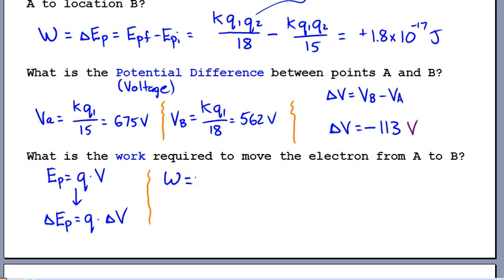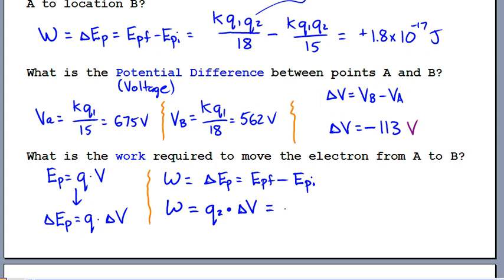You can, right? You could say the work is just going to be change in EP. It's going to be EPF, we did this at the top of the page, minus EPI. Yeah, you can do that. You'll get your 1.8 times 10 to the negative 17 joules. But instead of doing that, you could say, oh, the work is Q2, thanks for finally showing up to the party, multiplied by the change in the voltage from that charge number 1.